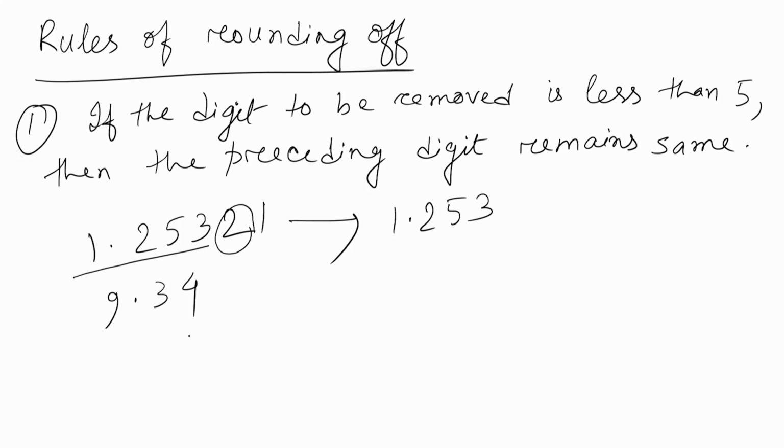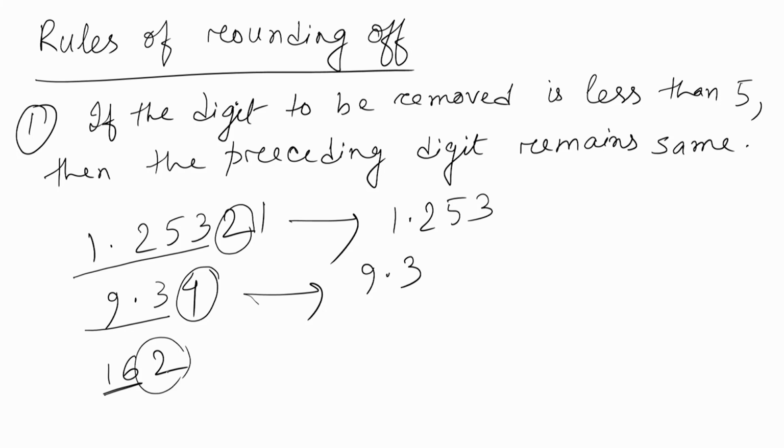Okay. Let's say we have 9.34. We want to round off up to 1 decimal place. So we will have to remove 4. So we can write 9.3. Okay. Now let's say we have 162. We want to round it off to 2 significant digits. Okay, we will study about significant digits later on. So if we want to remove 2, then 2 is less than 5. So we can write this as 160.